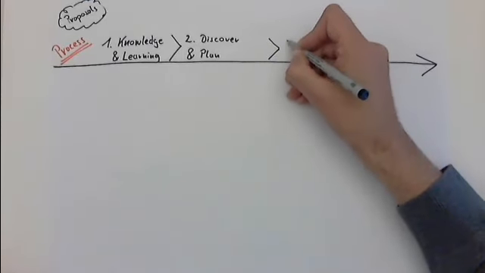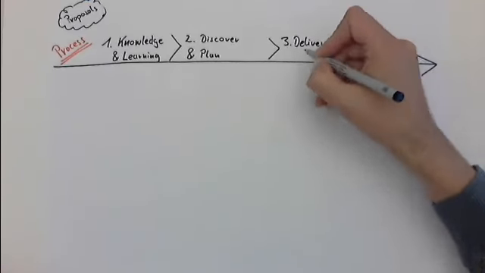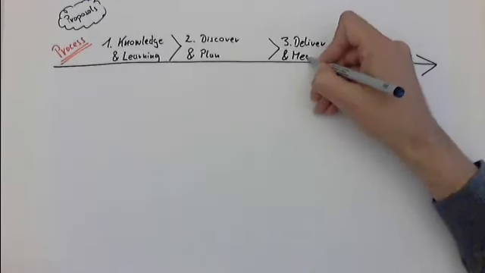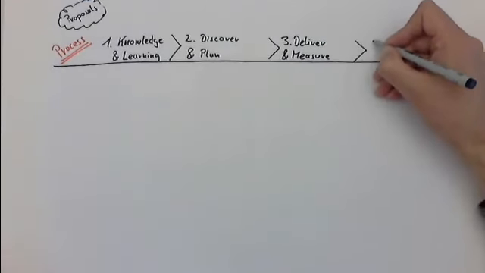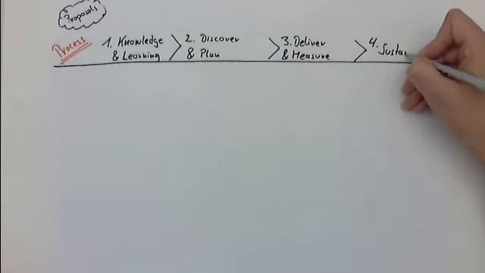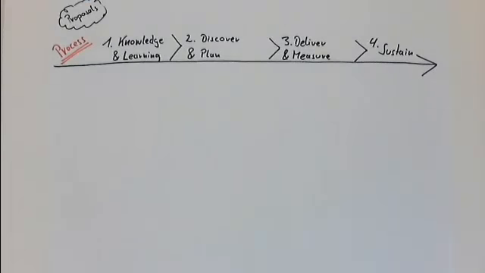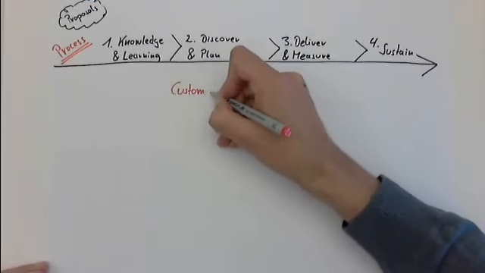Deliver and measure. This phase is all about putting your UX strategy into action by executing a well-defined UX roadmap. Sustain. Finally, this phase ensures the review and update process of your strategy based on the changing business context of your organization. Let's have a closer look at these phases and the main activities involved.